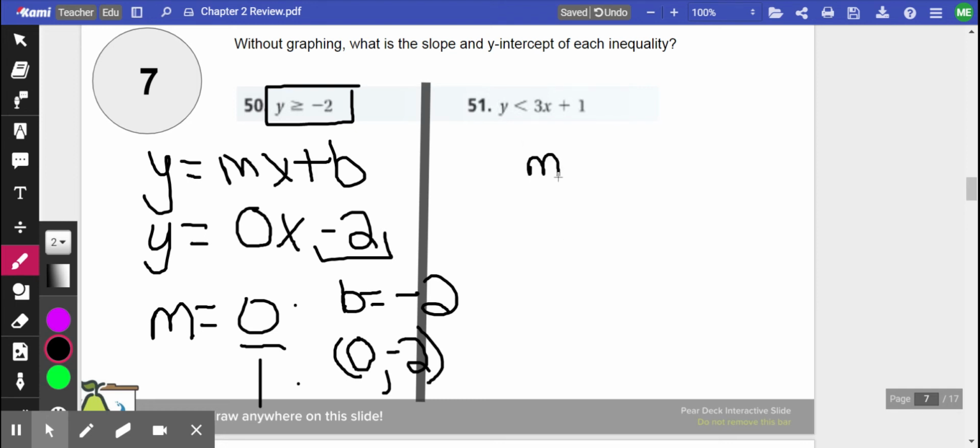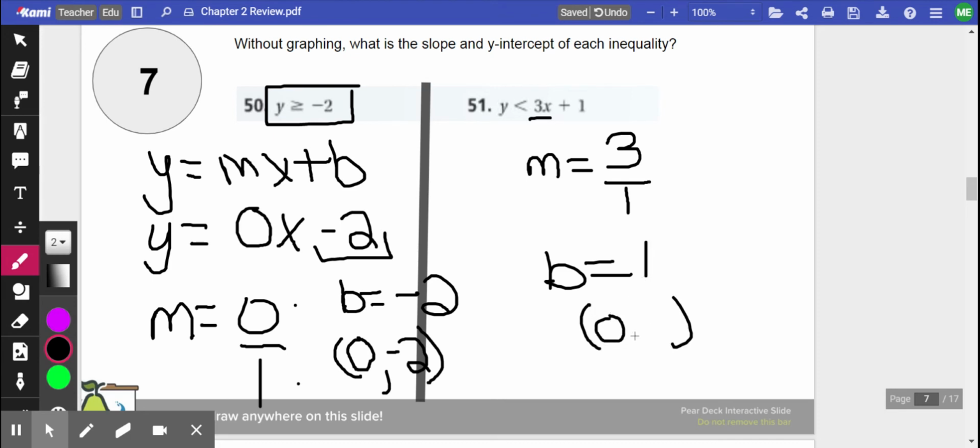For the problem over here, we see that there is an x and a y this time. So the coefficient of x is just 3. So my slope is 3, or I can write it as 3 over 1. And my y-intercept is in the back, which is +1. And as a point, that y-intercept is 0, comma, +1.